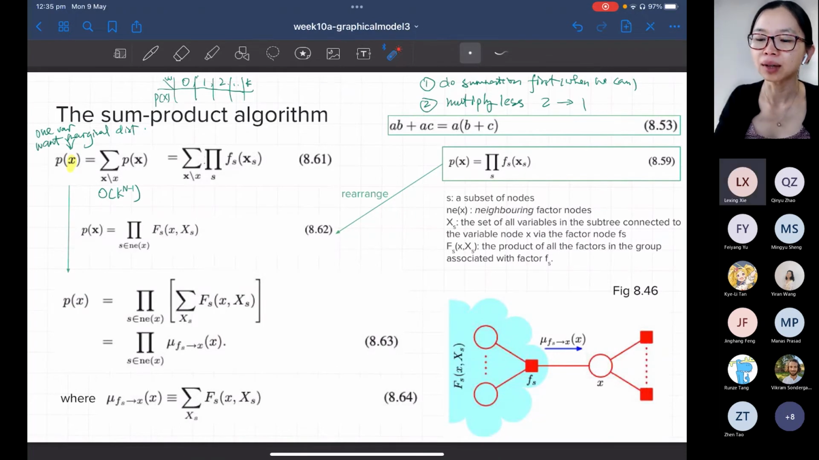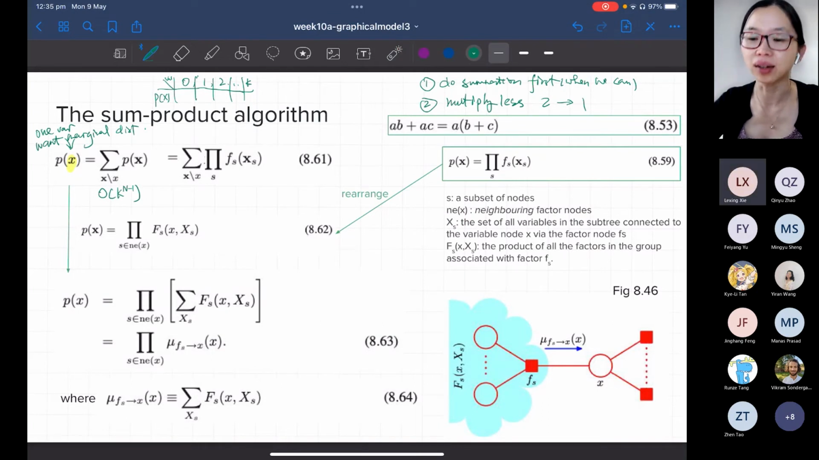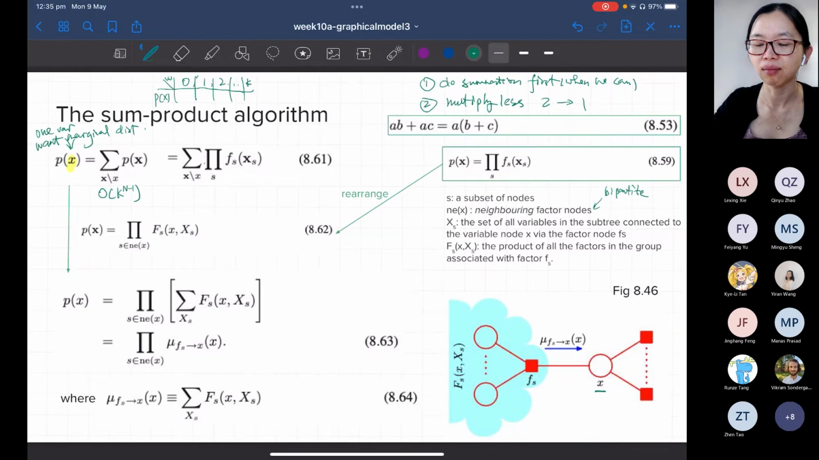So given that, we introduce a whole bunch of new notations. Let's go through them a bit slowly. The neighbor set NE of x is the neighboring factor nodes. So you say, hey, what? Because the graph is bipartite, the neighboring nodes of a variable node are only factor nodes. They are in NE of x.